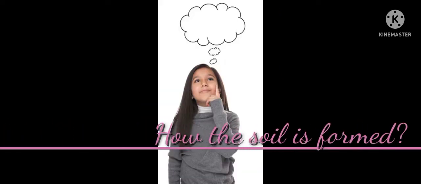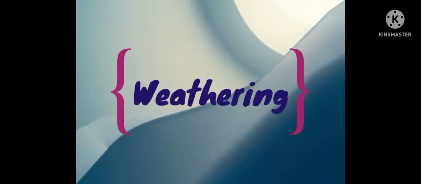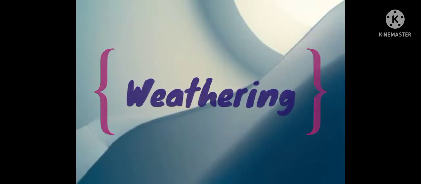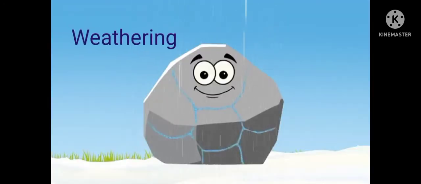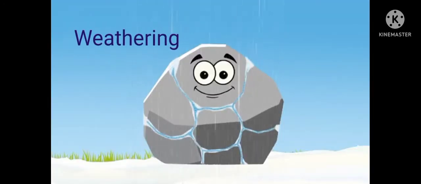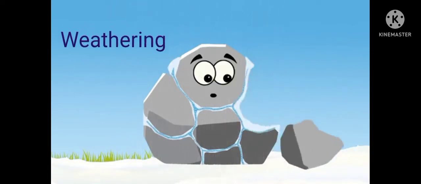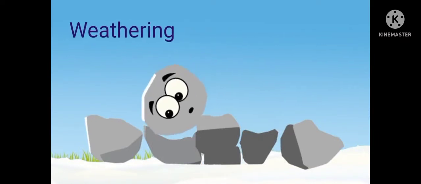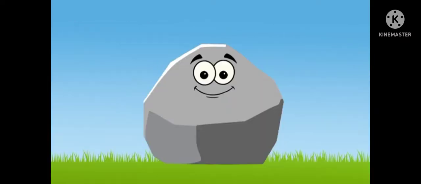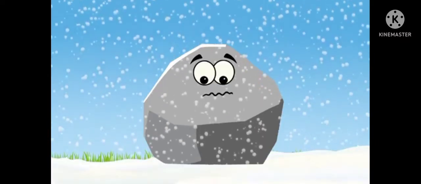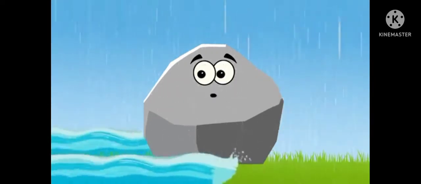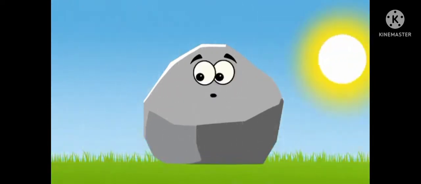How is the soil formed? The soil is formed by the process of weathering. Weathering is the process of breaking down of rocks. This weathering is caused by wind, water, and climate changes.